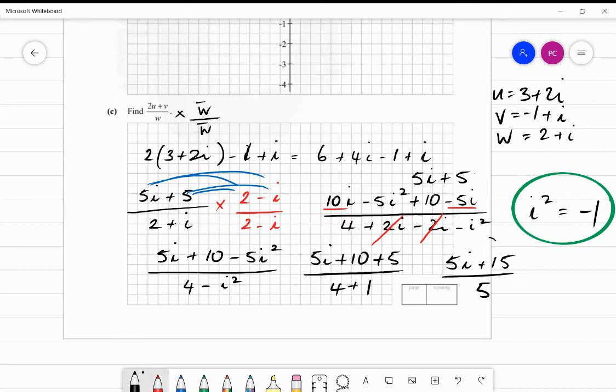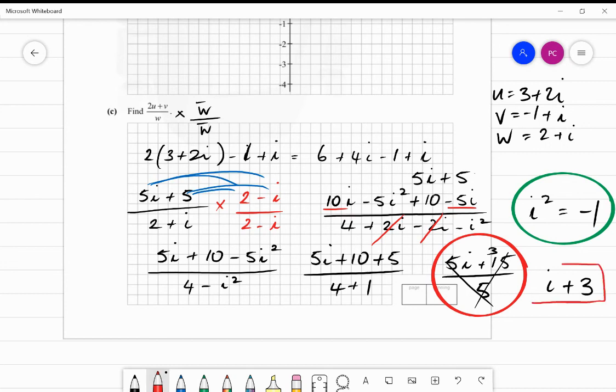That's a fairly good answer, but the examiner's probably looking for you just to tidy that up ever so slightly and leave it as I plus 3. All I've done there is divide in the 5 here and here. Okay, that's my answer. I probably want to put a wee red box around it to show the examiner that that's my answer.